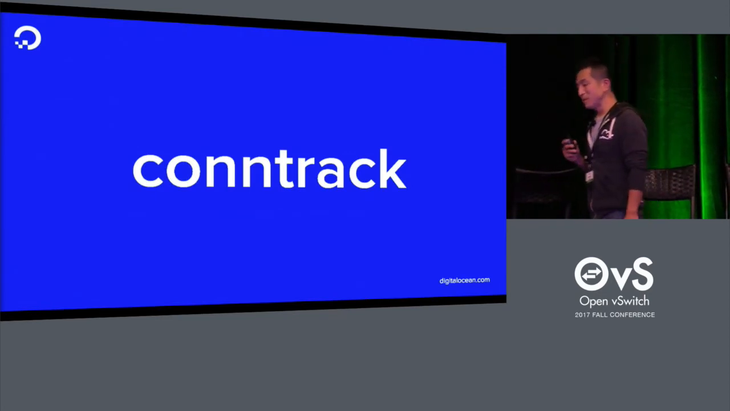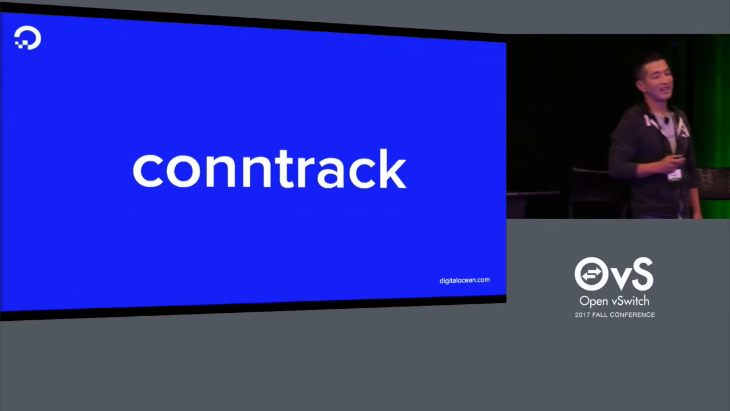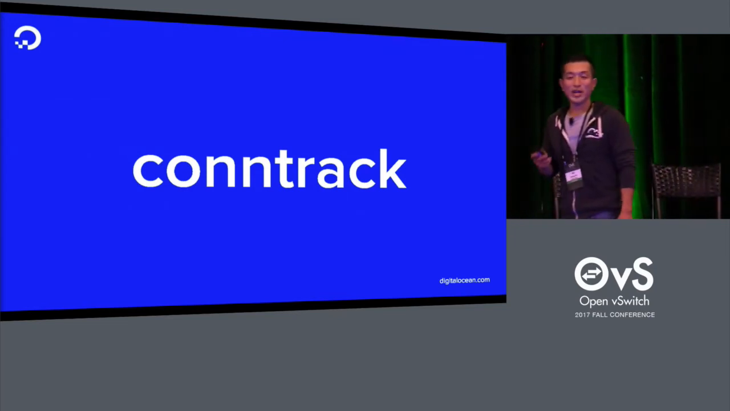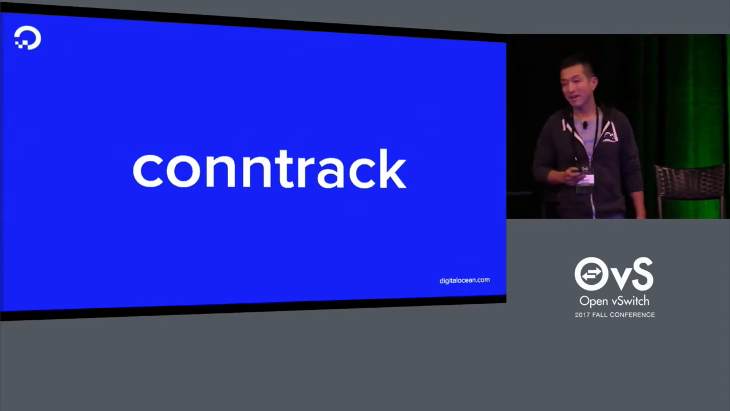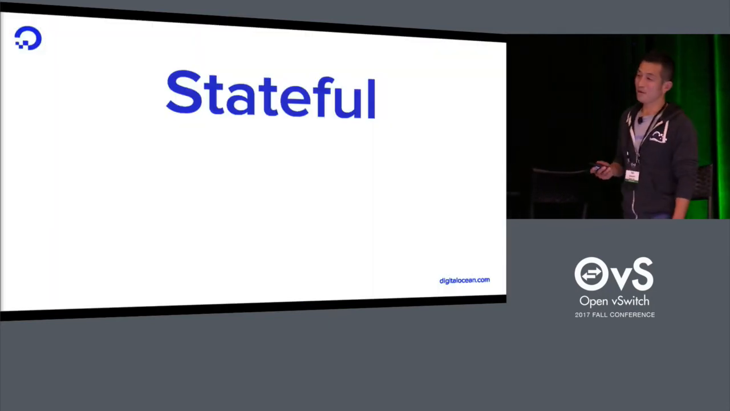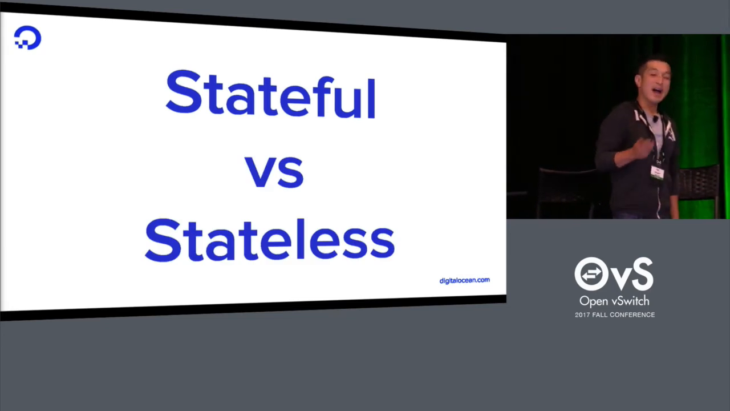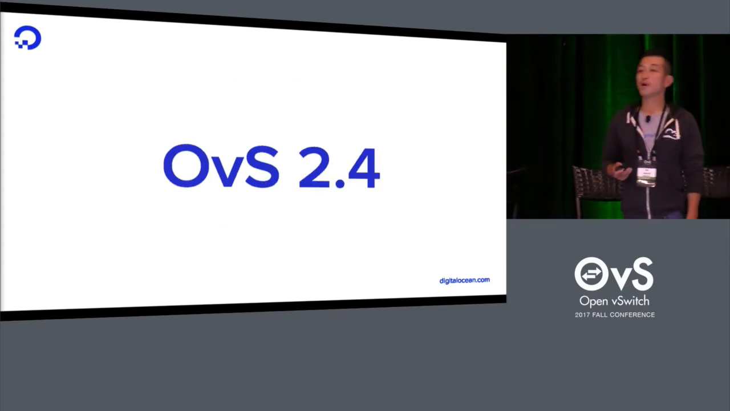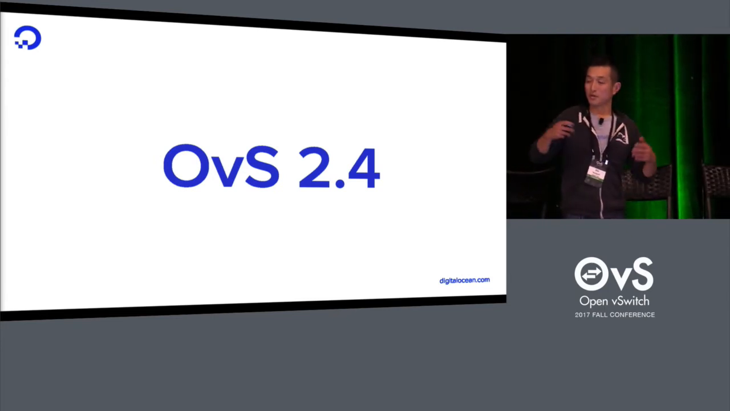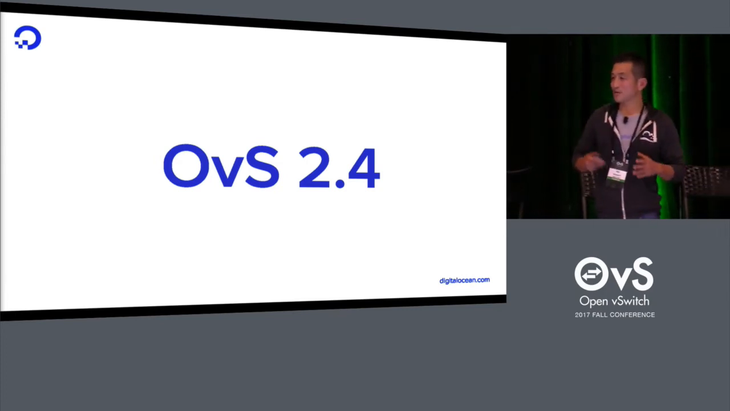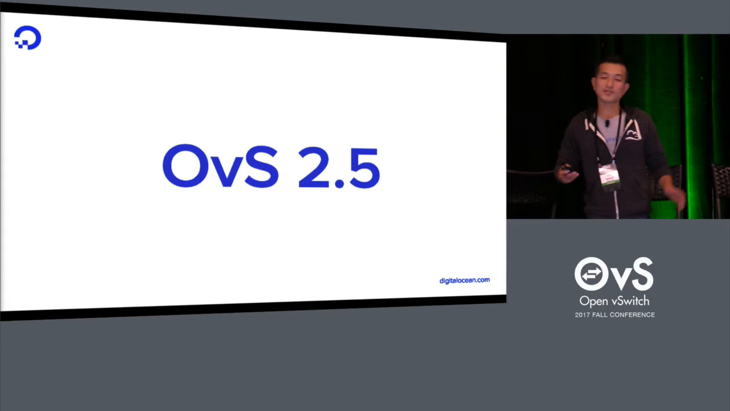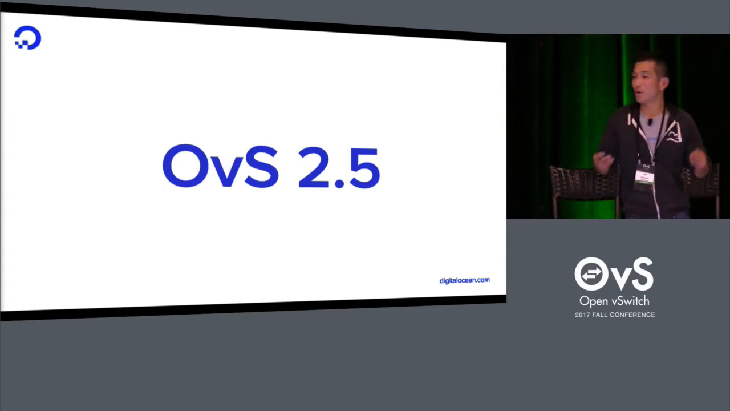Let me move on to the next story, that is conntrack and DO. When I joined DO last year, we were at the design phase of our cloud firewall. One of the discussion points back then was this question: stateful or stateless? Our OVS version was 2.4, and we didn't use the conntrack module at all here at DO. To provide a performant stateful firewall service to our customers, we needed to upgrade faster to OVS 2.5, the latest and greatest OVS release back then with conntrack support.